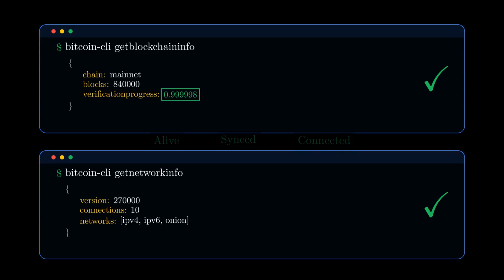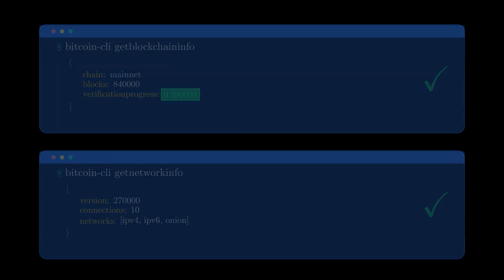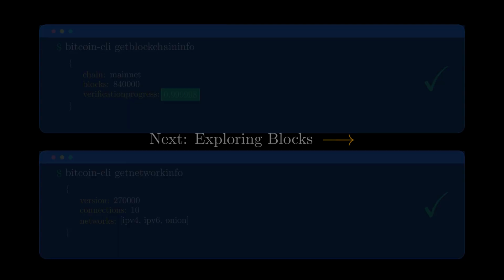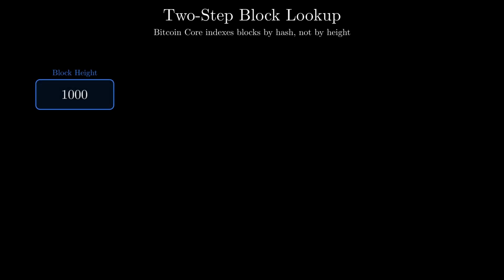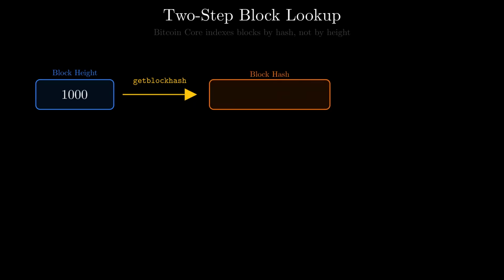Now that we know our node is ready, let's look at what's inside the blockchain. Starting with blocks. Looking up a block requires 2 steps. Bitcoin Core indexes blocks by hash, not by height. So to find block 1000, first run getblockhash 1000. The node returns a 64-character hexadecimal string, the block's unique identifier. Getting the correct result here proves your node is synced past that height, running and responding to commands.